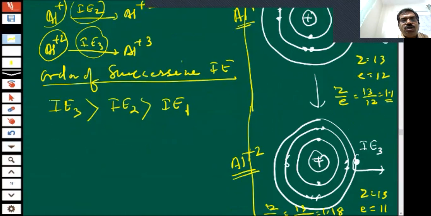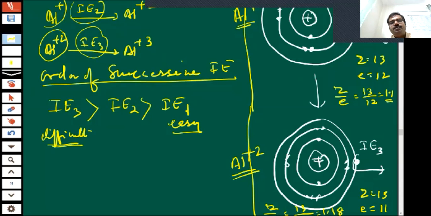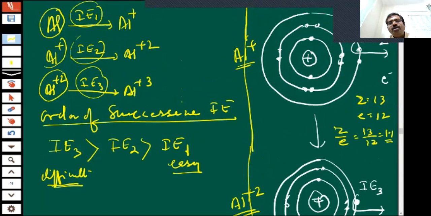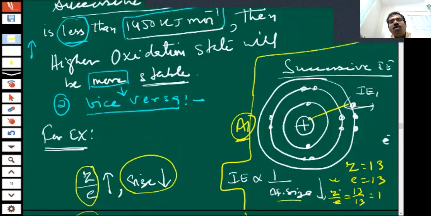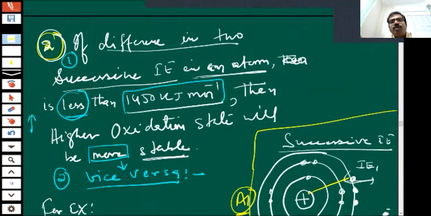This is known as removal in the same atom. To remove the first electron was easy, and to remove the third electron it was difficult. I think you got the point. Okay, so this is known as successive ionization energy. So now you have solved the problem of successive ionization energy.